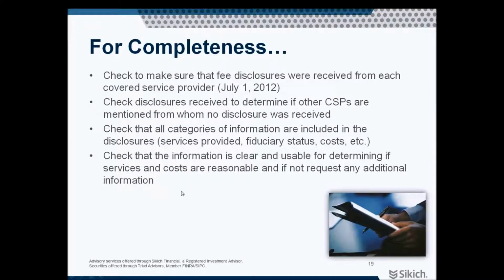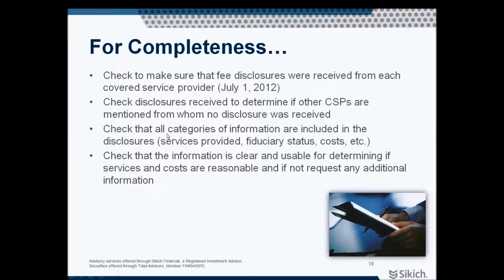All right, so for completeness, check to make sure that fee disclosures were received from each covered service provider. Check to make sure the disclosure that was received to determine if other covered service providers are mentioned and from whom no disclosure might have been received. For many of you, you have multiple folks that you work with in your 401k plan that you may be paying a fee to. So the focus of this is to make sure that whomever is referenced within those different 408B2 notices, that you make sure that you have a 408B2 notice from each of the vendors that provide you a service to your plan.